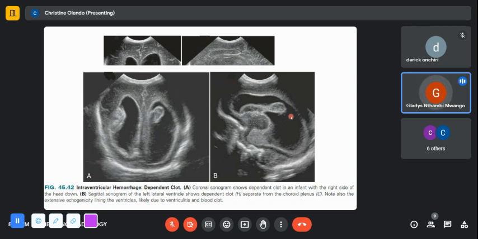But of course, if you now suspect there's a mass, you'll go ahead and do a CT scan or MR, and then with gadolinium, you can look at the enhancement pattern.